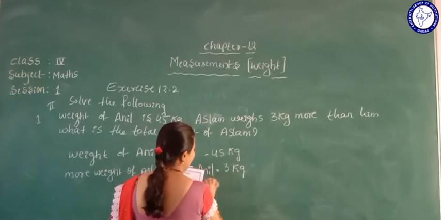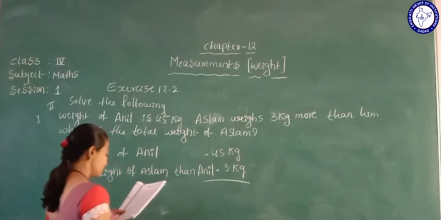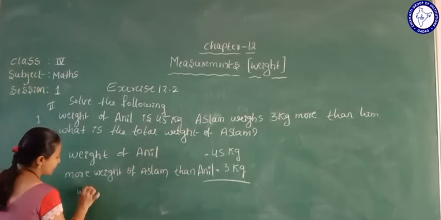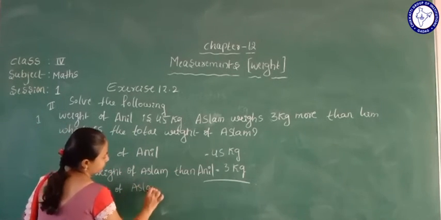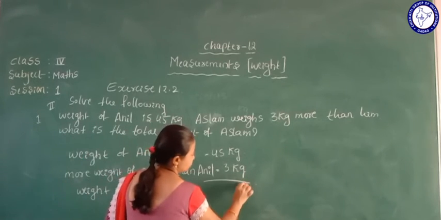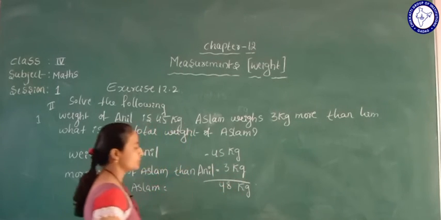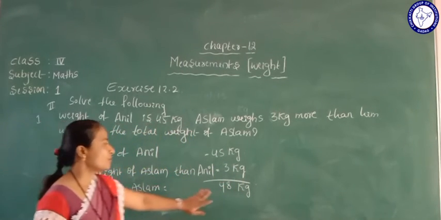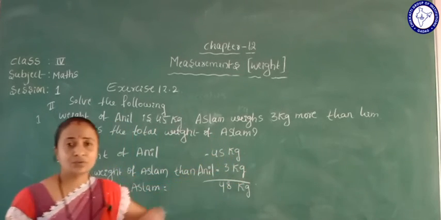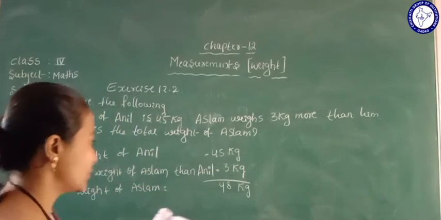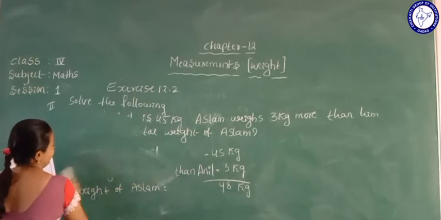Yes, we'll add these two because we need the total weight of Aslam. So here weight of Aslam. Yes, okay, see kg is mentioned here. 5 plus 3 is 8, 4 as it is. Total weight of Aslam is how much? So 48 kg, because he is 3 kg more compared to whom? Anil. Yes, so his weight is 48 kg. This is the first one. Okay, so next one.